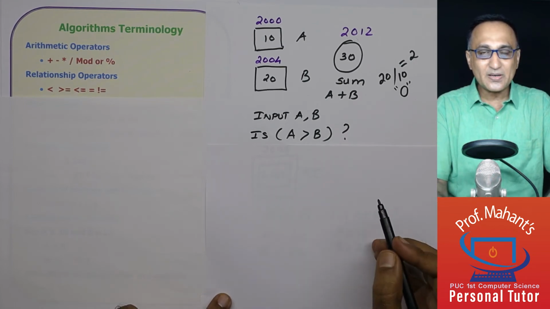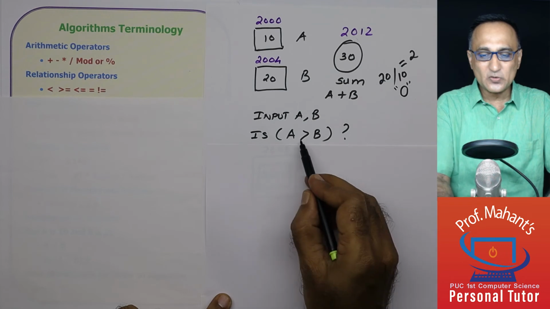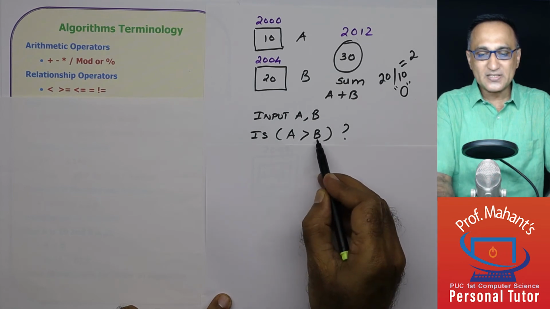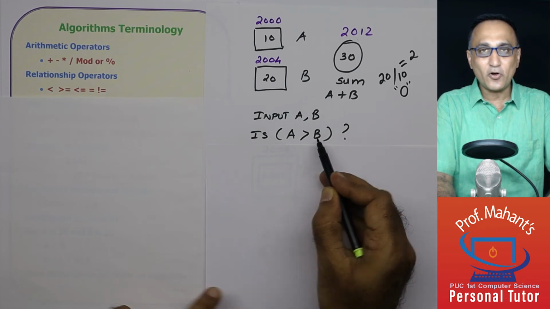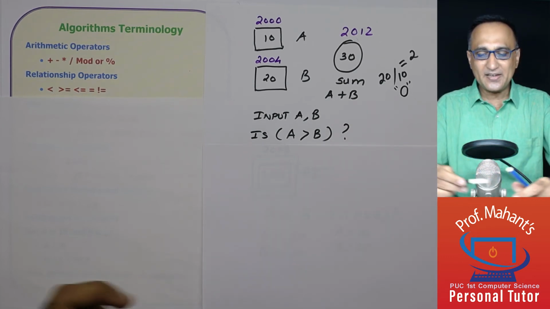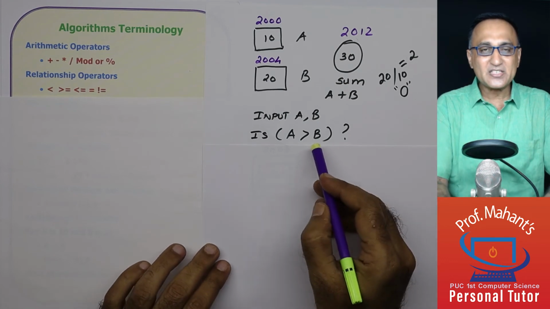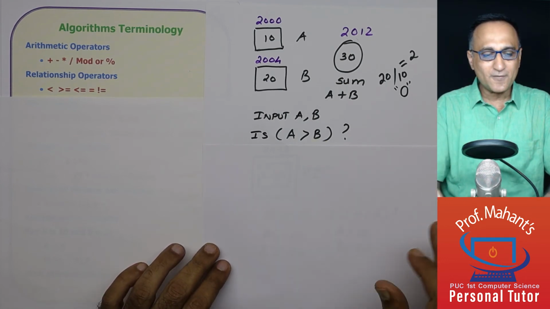What is the result of comparison? The result of comparison is going to tell me true or false. In this case, A is 10, B is 20. So the result of this is false because 10 is not greater than 20. So a comparison will only give you an output true or false.